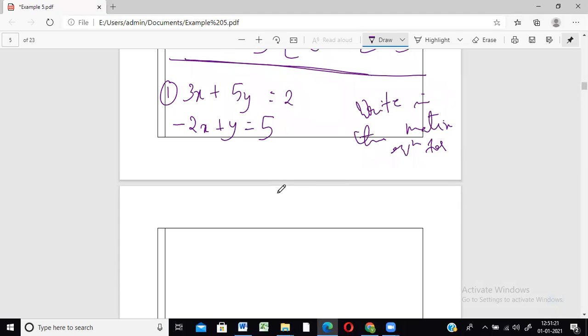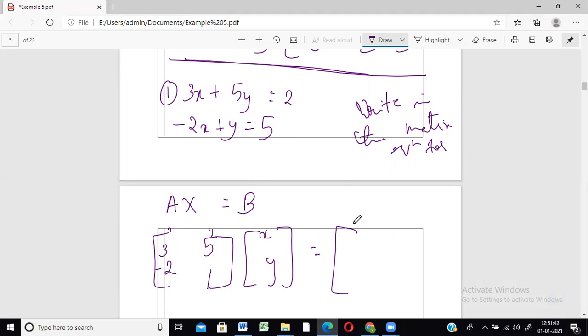What did I tell you? What is a, what is b, and what is x? So ax is equal to b is nothing but, a will be, you can of course write it separately. A will be what? I've told you, the coefficients of x and y, right? So 3, minus 2, 5, and 1. X is, I've told you, the unknowns that you have to find out. B will be nothing but the constants, 2 and 5. Okay? Is this clear?